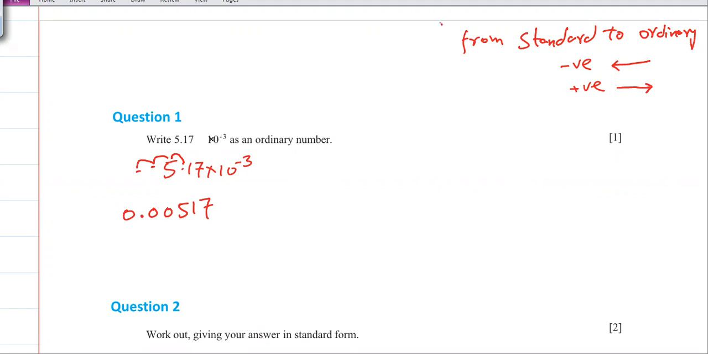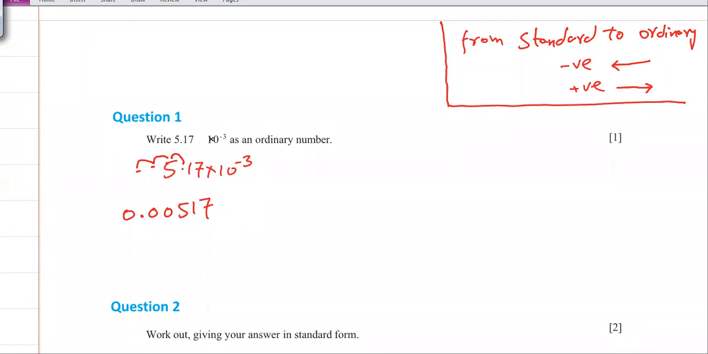This point will help you. You must remember this point, that while converting from standard to ordinary form, if your power is negative, then the decimal will move to the left side. And if the power is positive, then the decimal will move to the right side. And how many digits it will move depends on the power of 10. All right, clear? Yes, sir.